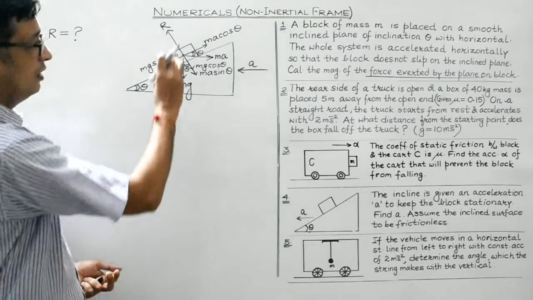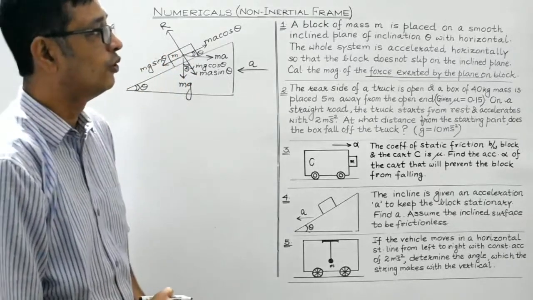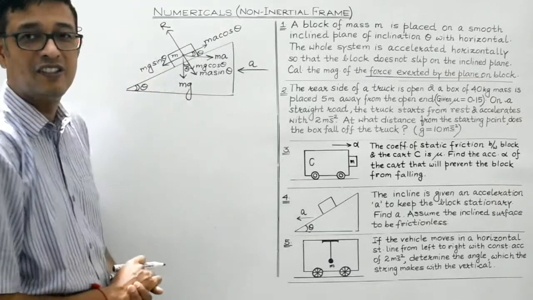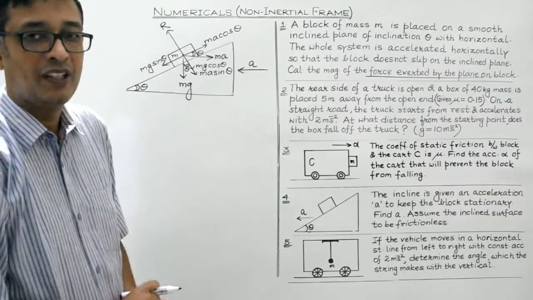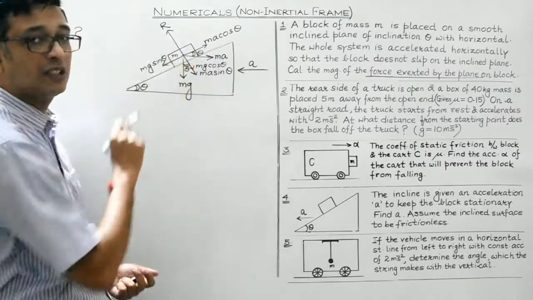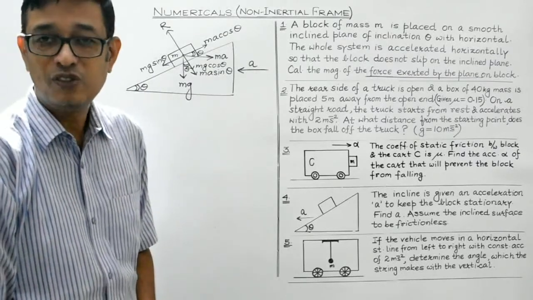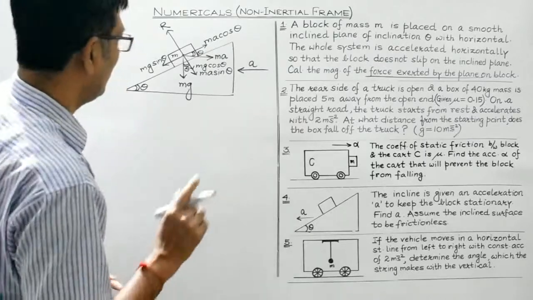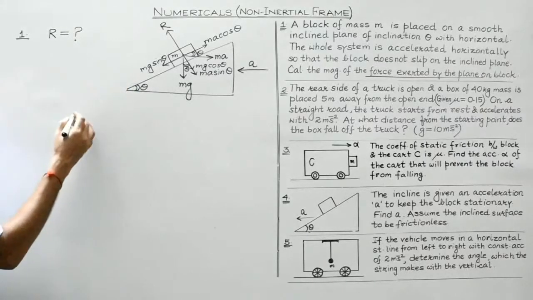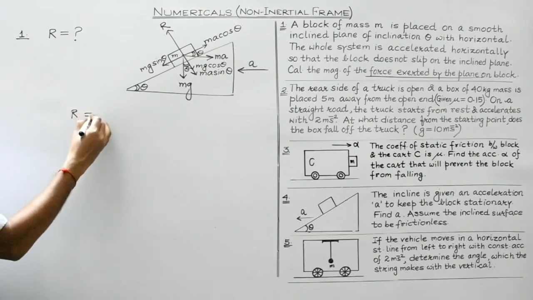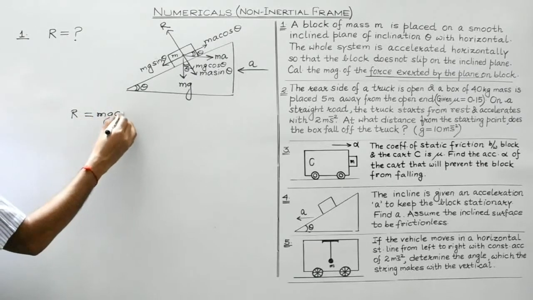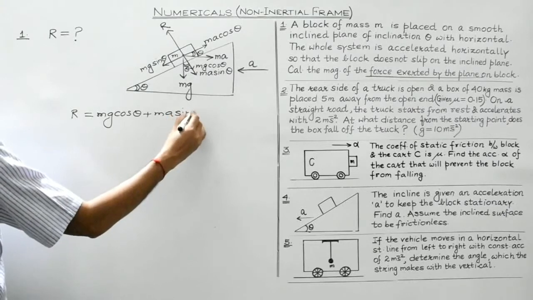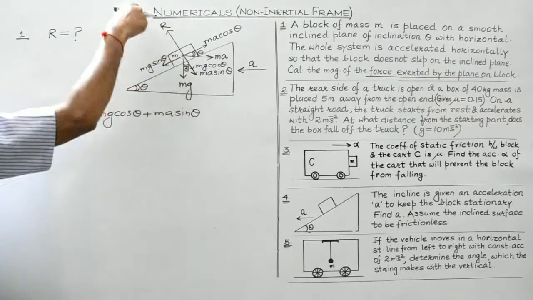Now this block is to remain at rest with respect to the plane. It shouldn't slip. So it means that the net force acting on this block must be 0. It means that the block must be under the influence of balanced forces, and that is feasible only when R is equal to mg cos theta plus ma sin theta. So net force acting along this direction is 0.